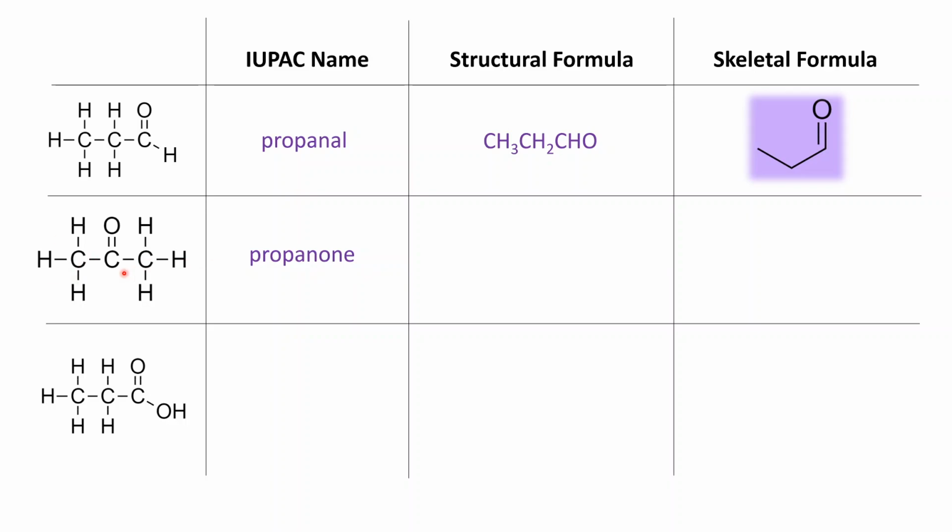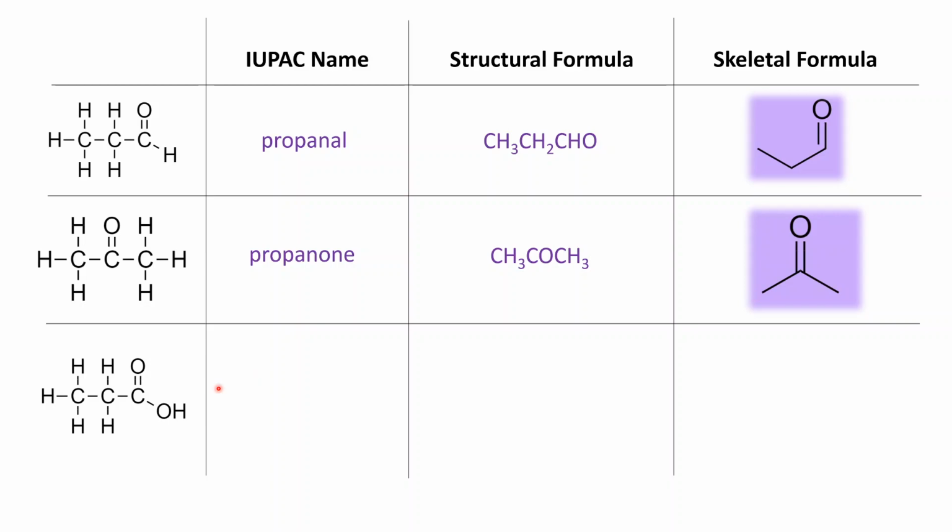Structural formula CH3COCH3. No need to put that O in brackets there because that's really the only way it would bond with that number of atoms of each element. Skeletal formula looks a bit like this. Okay, that's often known as acetone, by the way. There's your CH3, there's your carbonyl, and there's your other CH3.